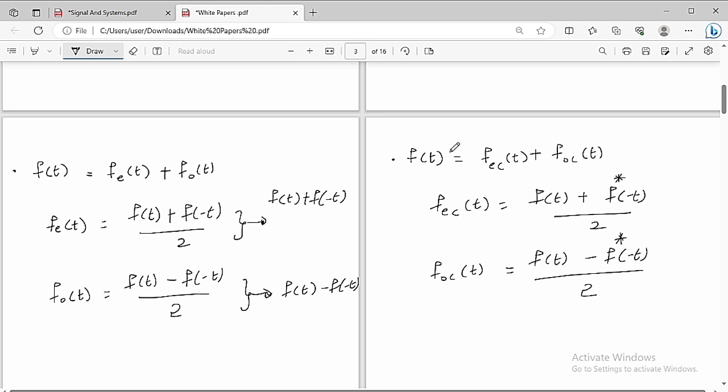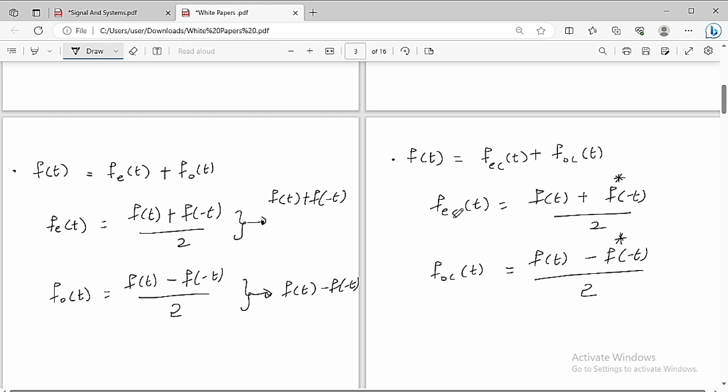So any complex signal we can represent as a summation of the even conjugate signal and the odd conjugate signal. The even conjugate signal is f of t plus f conjugate of minus t, divided by 2, and the odd conjugate signal is f of t minus f conjugate of minus t, divided by 2. Always keep this point in mind.